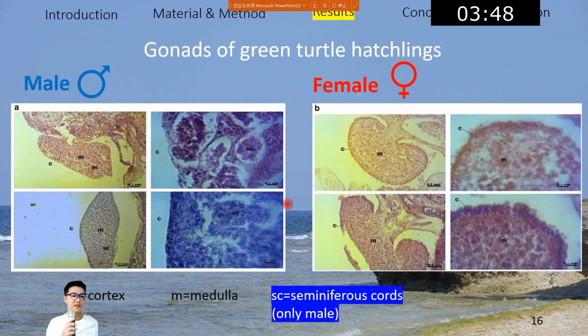Here's the result. The males have this, called the seminiferous cord. This is what makes the sperm. Only males have this kind of transparent part, and the inside here is the sperm part. The females don't have this kind of structure, so we can identify that under the microscope.